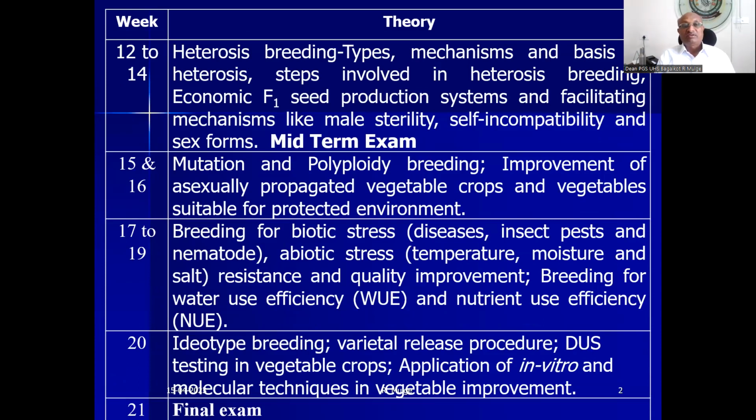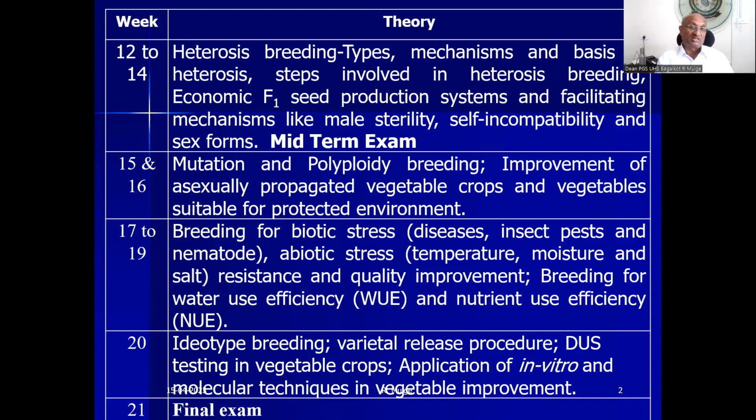Then in the 15th and 16th week, you are going to learn about mutation and ploidy breeding, which are used for improvement of vegetable crops, especially asexually propagated vegetable crops and vegetables suited for a protected environment. In the 17th to 19th week, you're going to learn breeding for biotic stress, that is, diseases, insect pests, and nematodes, and abiotic stress, that is, temperature, moisture, and salt stress, and then resistance and quality improvement, and breeding for water use efficiency and nutrient use efficiency.